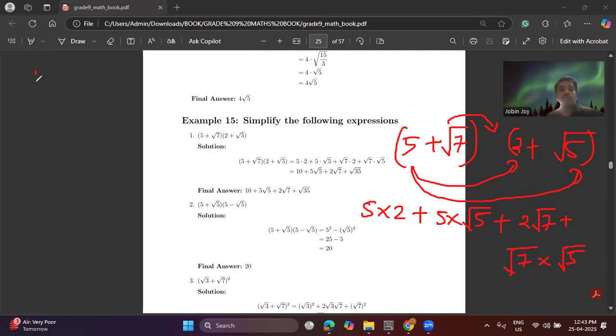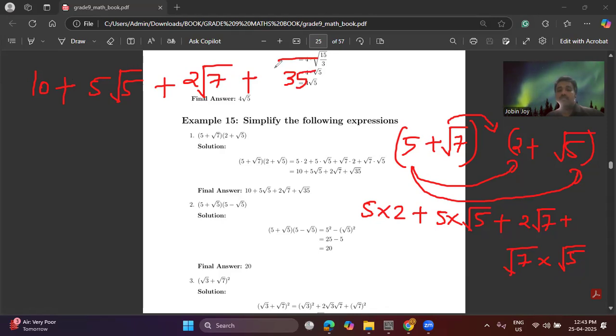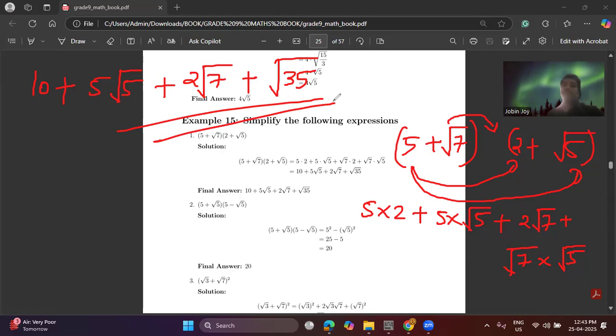What is 5 into 2? 5 into 2 is 10. 10 plus 5 into root 5, so 5 root 5 plus. Next is 2 into root 7, 2 root 7 plus root 7 into 5. What is root 7 into 5? 7 into 5, 35. That means root 35. So this is the final answer: 10 plus 5 root 5 plus 2 root 7 plus root of 35.